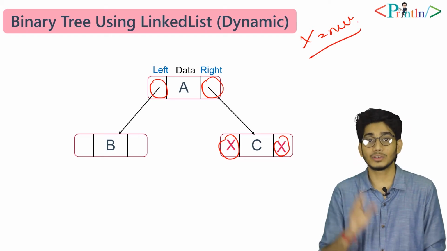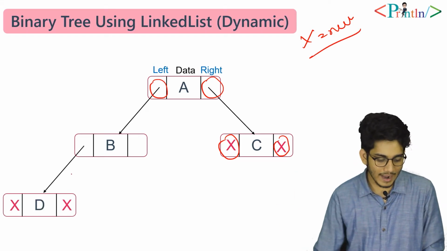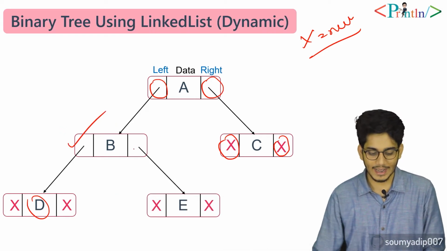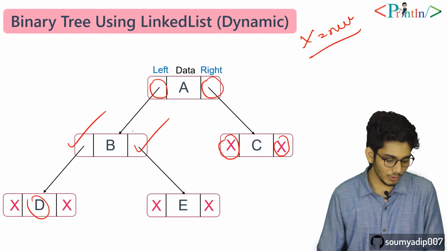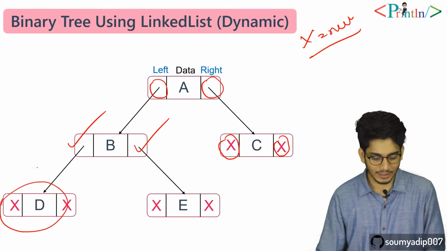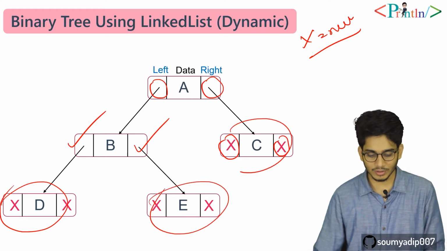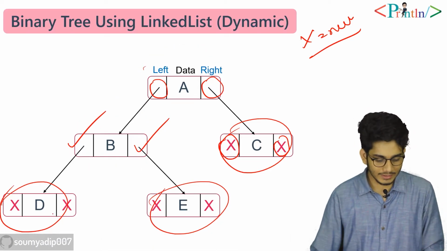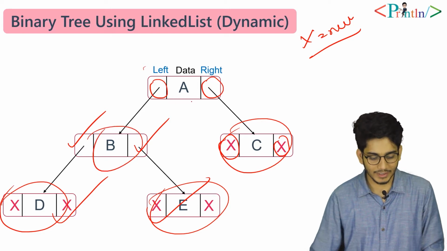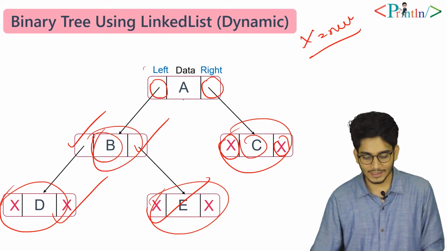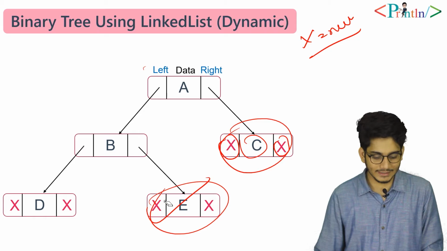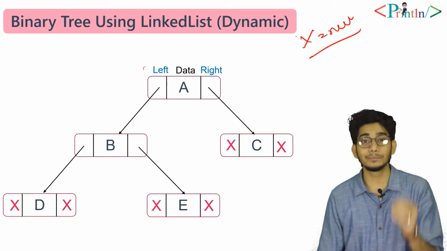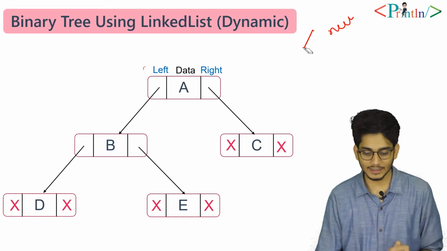Let's say that we'll add 2 more values. We have added D at the left of B, then we have added E at the right of B. So you can see that we have null in 3 nodes, and in 2 nodes we have some child values. D and E are the children of B, and B and C are the children of A. So this is a binary tree. Now we'll see how we can implement this tree using a linked list.